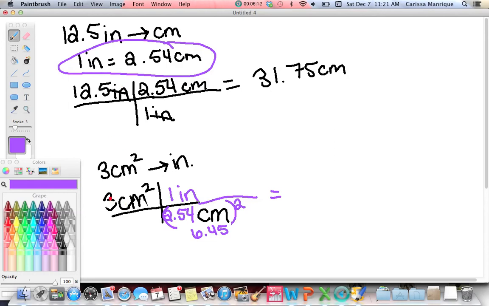So let's see what I'm talking about. Down here, I'll have 3 times 1, which is 3. And then I'm going to do that number, 3, divided by what's on the bottom, 6.45. So 3 divided by 6.45 is 0.465.